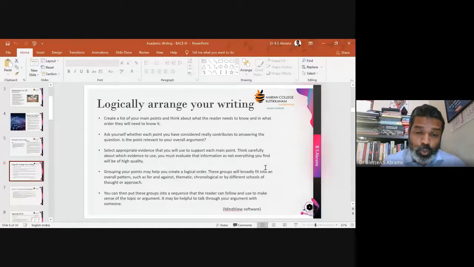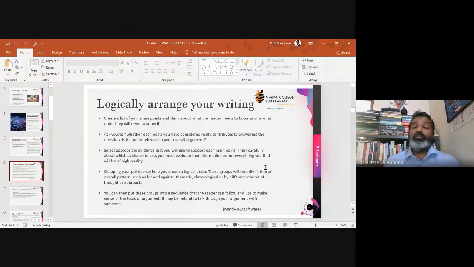You can then put these groups into a sequence that the reader can follow and use to make sense of the topic or argument. It may be helpful to talk through your argument with someone. Once you have created a logical order with your grouping of points, then you are preparing the essay with the different sequences. One paragraph in one sequence, the other in the other sequence.